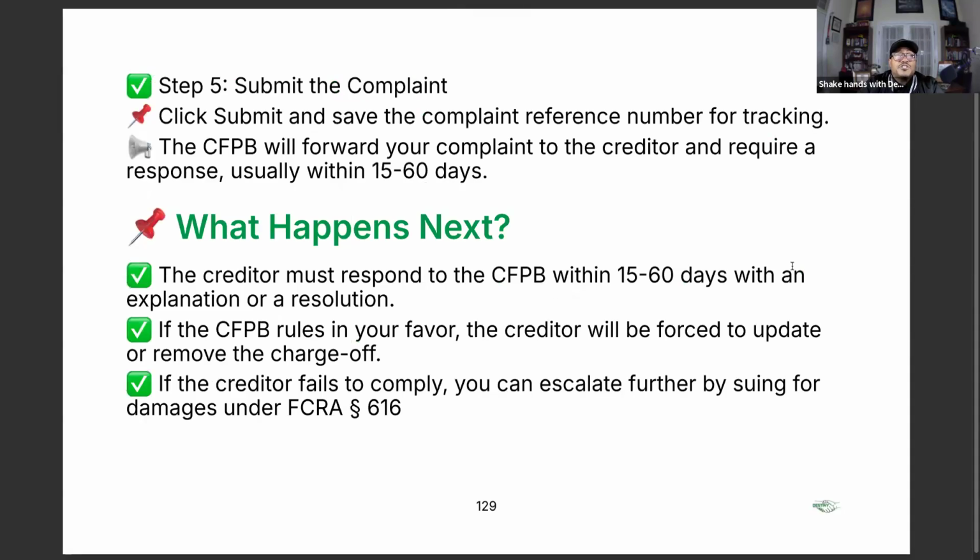Step 5, after you submit the complaint, click the submit button and save the complaint reference number. It's going to give you a tracking number. The CFPB is going to tell everybody 15 to 60 days. But again, you can find out faster information on Experian, Equifax, and TransUnion. You can get a much faster answer by going right to Experian, TransUnion, and Equifax instead of the CFPB.